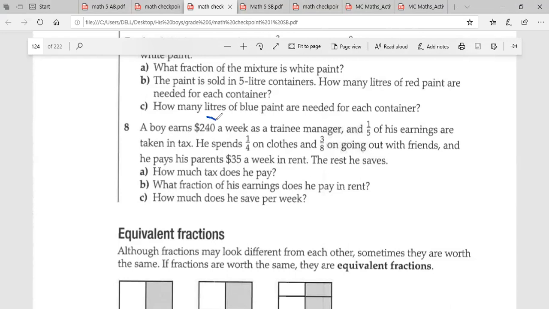A boy earns. So here is the total money the boy has, a week. And 1/5 of the earnings is taken as tax, which is what is asked in part A. He asks you how to get 1/5 of 240. I will make 240 divided by 5 multiplied by 1. Yes, excellent. Here it is 240 multiplied by 1/5. I divide by 5 and multiply by 1 as we said.